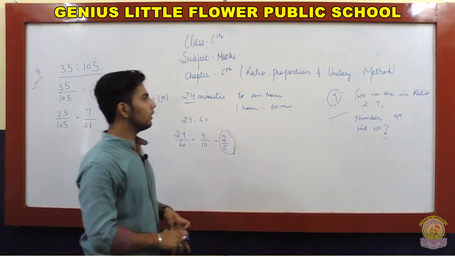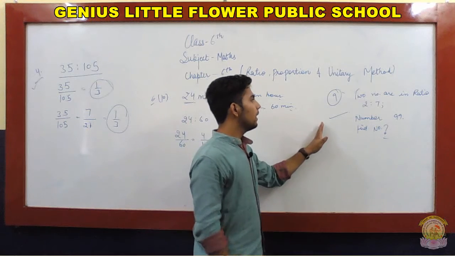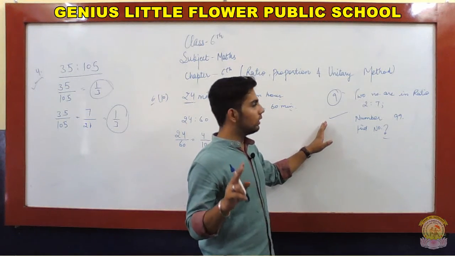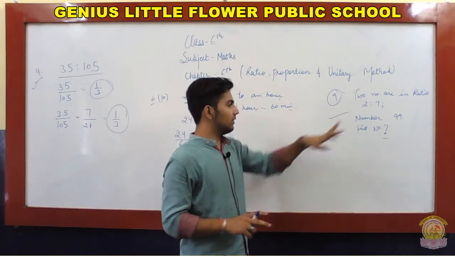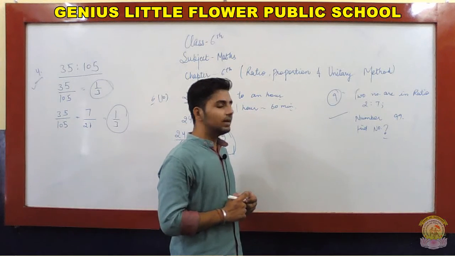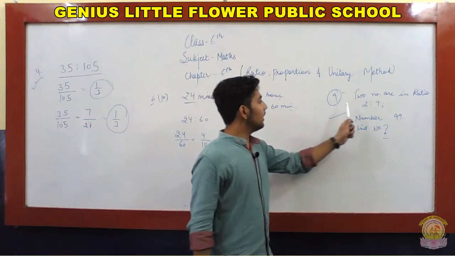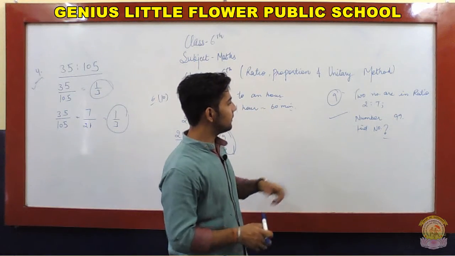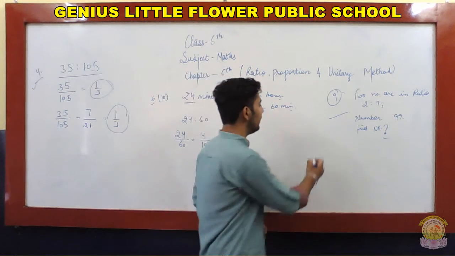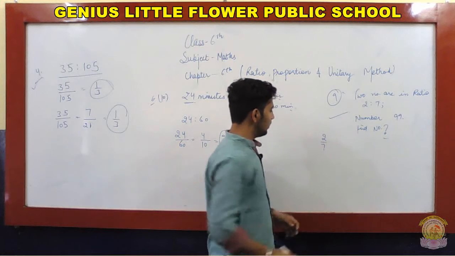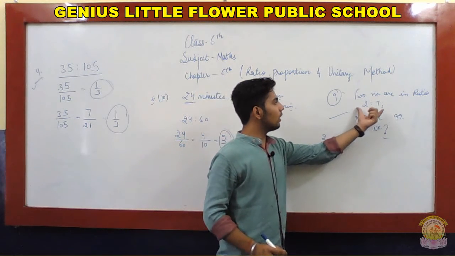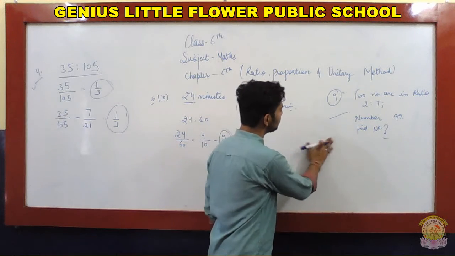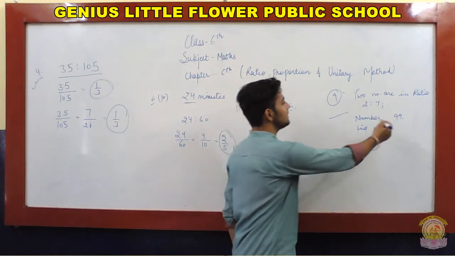And one more typical question, which is question number 9. You have been given two numbers in the ratio 2 to 7, and the exact number for the addition is 99. As you know, ratios can be represented as the least fraction, right? So we have written 2 by 7. So what is the exact total after the addition? It is 99.